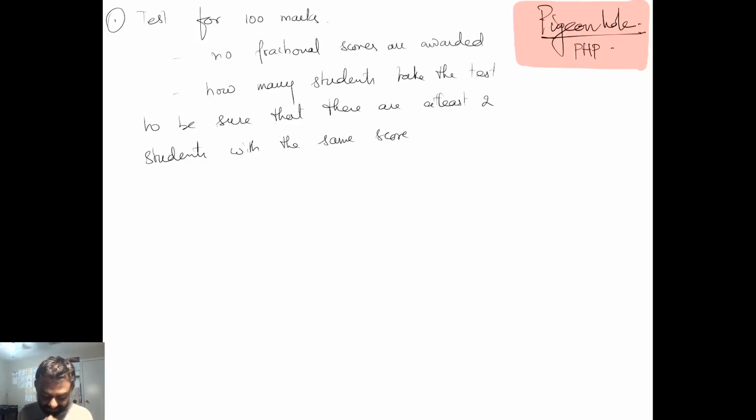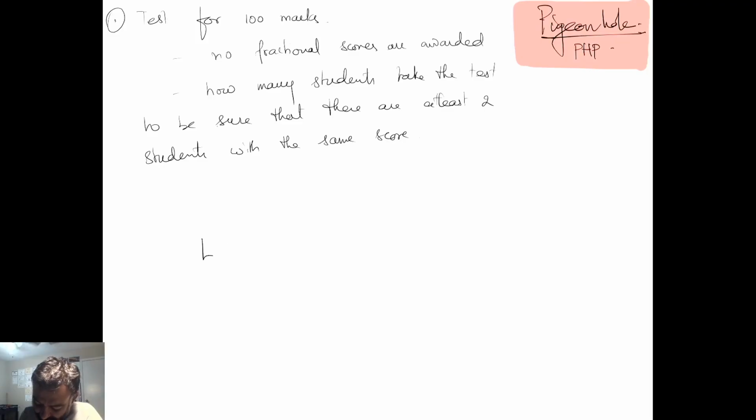Okay. So, if I say PHP, it's for pigeonhole principle. I think you understand that much. So, the first one's an obvious question. Suppose there's a test for 100 marks, and there are no fractional scores given, and the question asks how many students need to take the test such that there are at least 2 students with the same score. It doesn't get any more trivial than this.